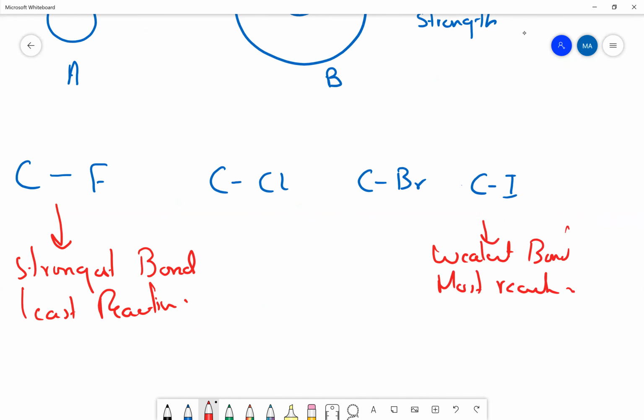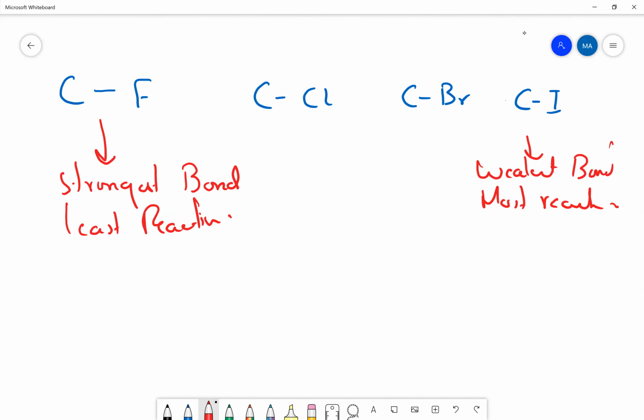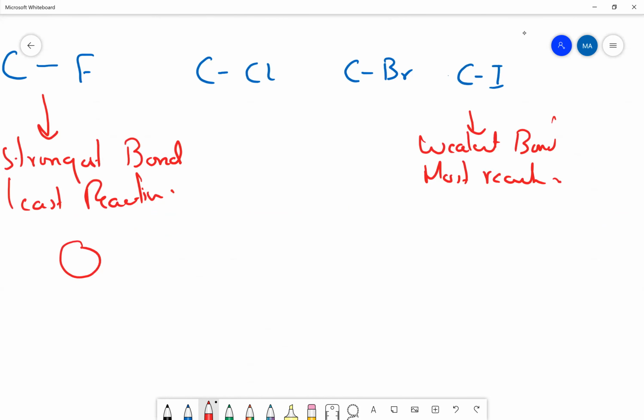Why? Because fluorine over here is on top of the group. The atomic radius of fluorine is lesser as compared to these other halogens. Because of the lesser atomic radius, the bond is strongest and it's the least reactive one. Similarly, iodine is the one that has the greatest atomic radius. This is why the bond is weakest, and this is why it's the most reactive one.